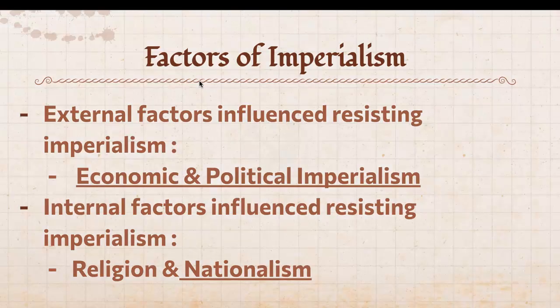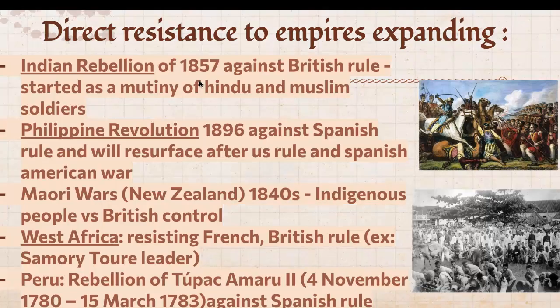So there's going to be a few different factors for the resistance to imperialism. The external factors, of course, is just going to be the existence of imperialism, both economic and political imperialism, which we will be talking more about economic imperialism in this next Screencastify video. But with internal factors, which is really the most important factors in terms of influencing resistance towards imperialism, that is going to be religion and nationalism, both concepts that we have talked about in this class before.